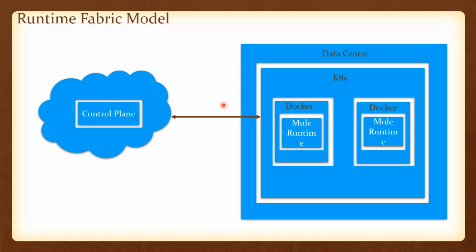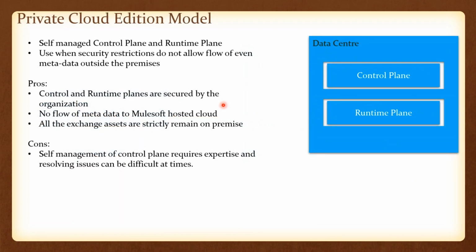So the next model is the private cloud edition model. Now in this model, the control plane and the runtime plane are both at your data center. In all the previous three models, we saw that the control plane every time was on CloudHub, managed by MuleSoft. But in this case, the control plane has finally come to the data center, which is now managed by the organization itself.